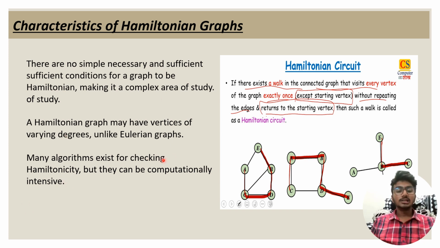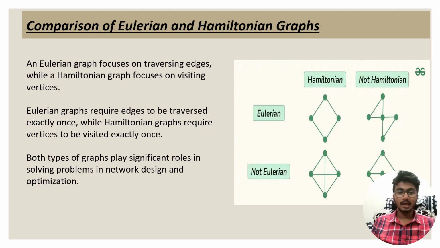Many algorithms exist for checking Hamiltonicity, but they can be computationally intensive also. Here, as you can see, each vertex is visited exactly once without repeating. Comparison between Eulerian and Hamiltonian graphs. This is a perfect example to show you.